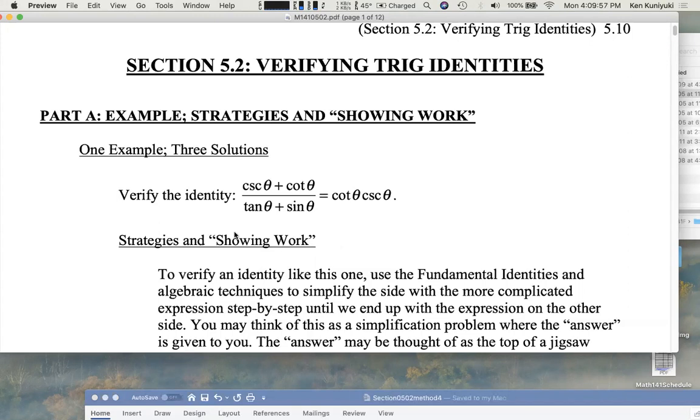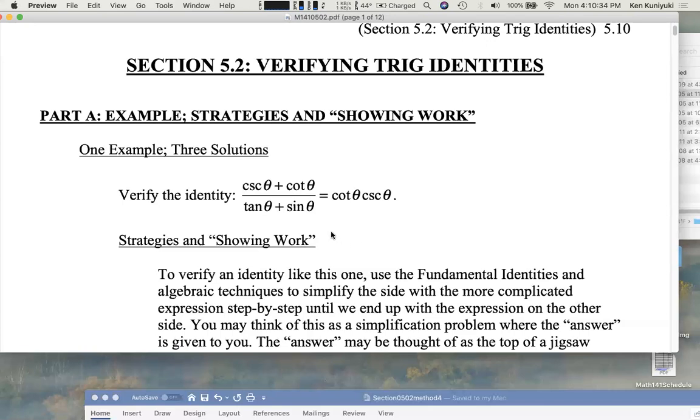All right, let's verify this identity. I claim that this statement holds for all real values of theta as long as we don't have a domain problem. And in section 5.2, we're going to sweep domain issues under the rug, pretty much. Now, in these verification problems, you need to choose which side to start from, the left-hand side or the right-hand side. And then, starting at one side, you're going to proceed and simplify that side until you obtain the other side, verbatim, exactly as it is.